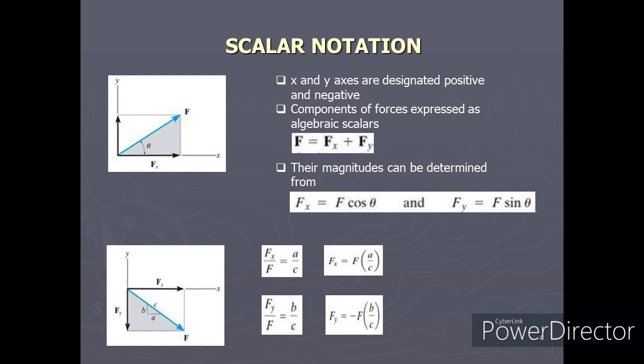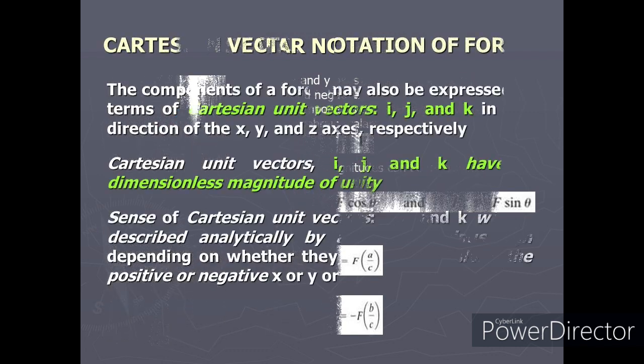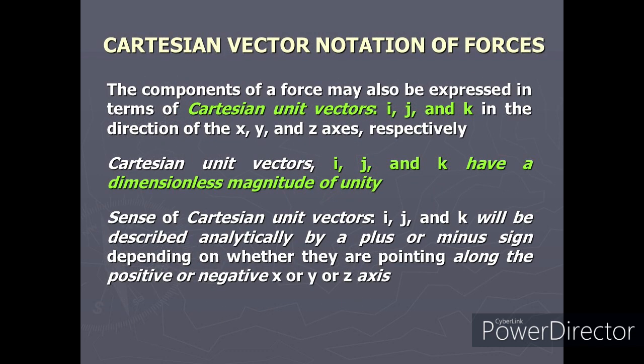So, what we have learned so far is the scalar notation, or scalar expressions of vectors, isn't it? In the Cartesian coordinate system, x, y, z. For now, x, y, before we move to the 3D system. Okay? Now we will try to learn how to express a vector in its vector form. That is the Cartesian vector notation of forces. But first we'll introduce something called the Cartesian unit vectors.